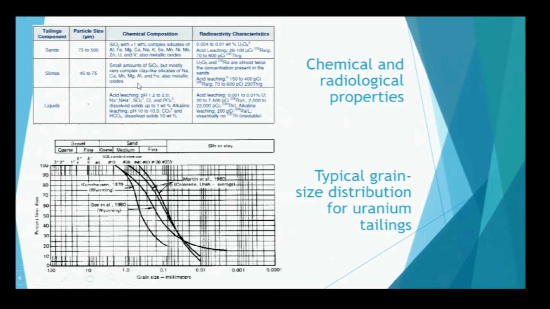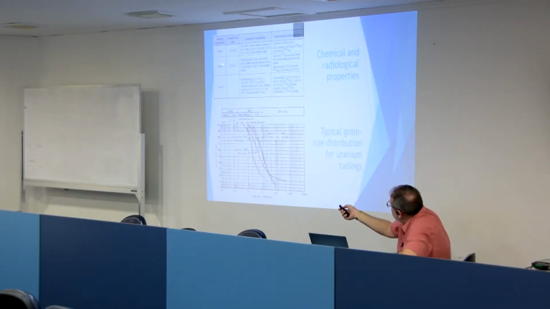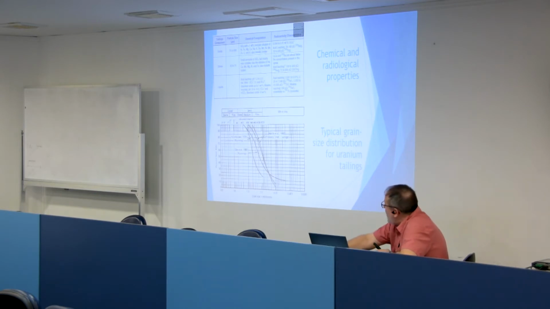The most important part is what is the chemical composition of each one of those tailing grain sizes, which is the table that we have at the top here. Here you can see sands going from 75 microns to half a millimeter, 500 microns. We have the slimes, which is the silt and clay grain size, the second one here. And then we have the liquids, the leachates, what seeps through uranium mine operations.